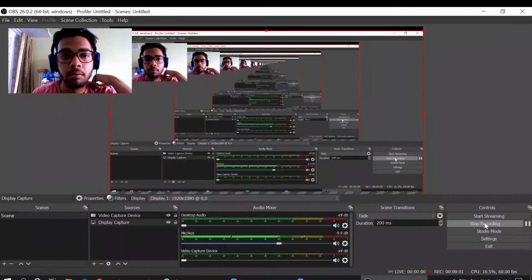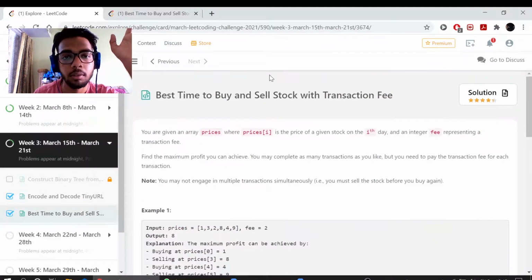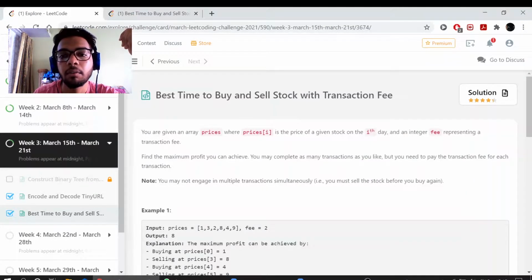So guys, we are back again with another problem. In today's problem, although it's an easy problem, it requires something different. The problem is a predecessor to buy and sell stock, but there we need to pay a transaction fee in this stock.